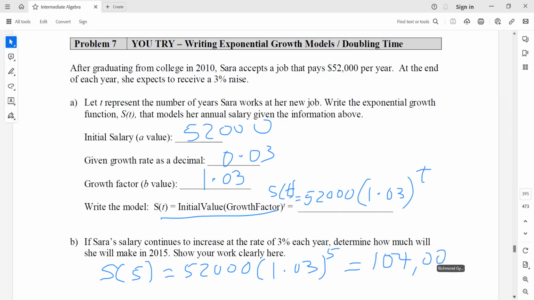And that should give you, oops, no, that should give you about $60,282.25.